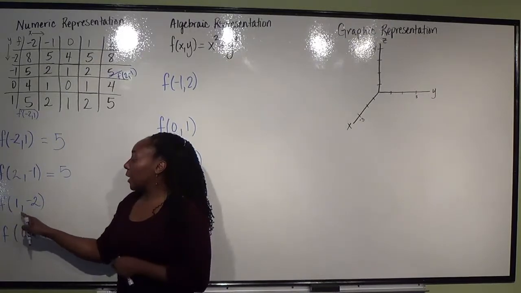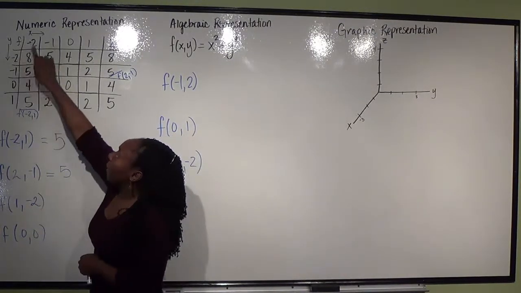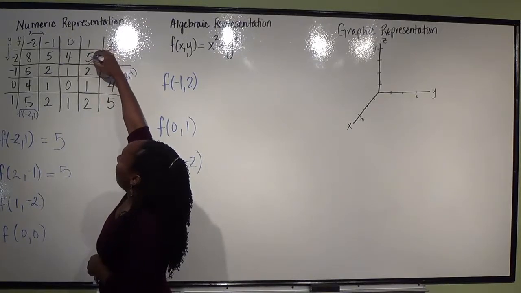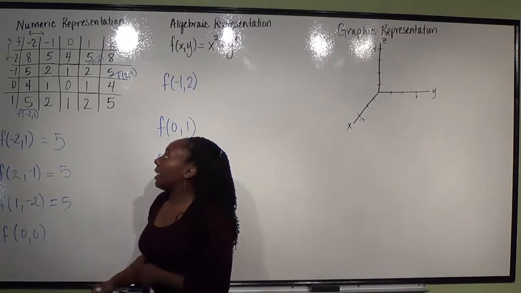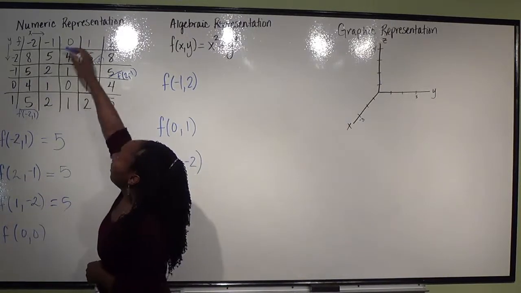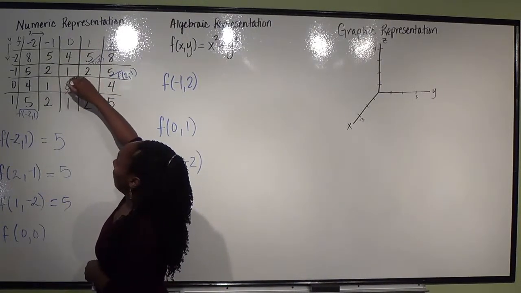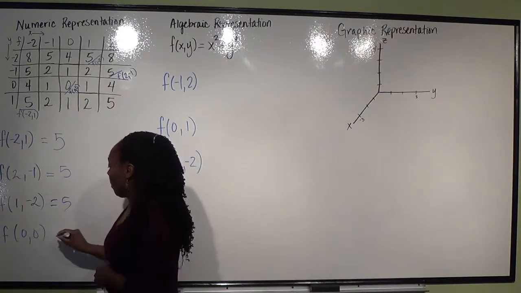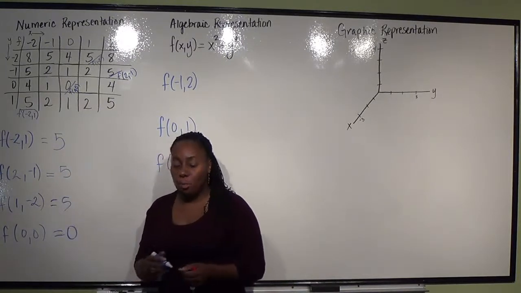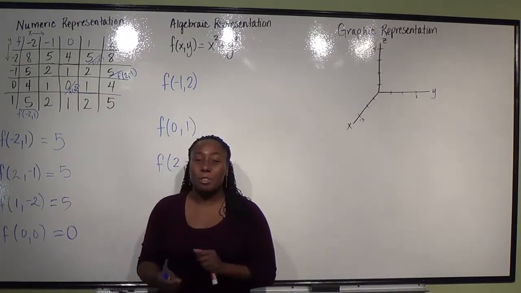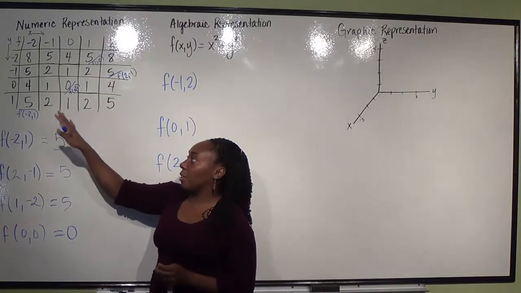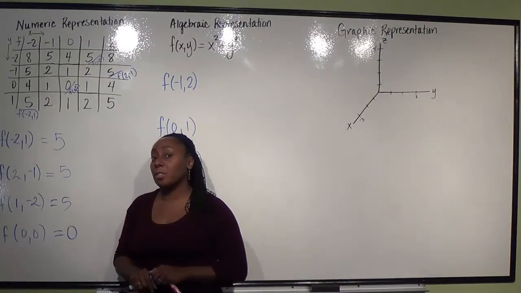Okay? If I'm looking at f of 1, -2, again, that means x is 1, y is -2. You can also see that's 5. And then, lastly, if I look at f of 0, 0, so x is 0, y is 0, I'm just going to get 0. Now, in some cases, your numeric representation can give you enough information that you could actually figure out the function, but you're not going to be asked to do that. Again, for these types, this is the extent of what you're going to be asked to do.